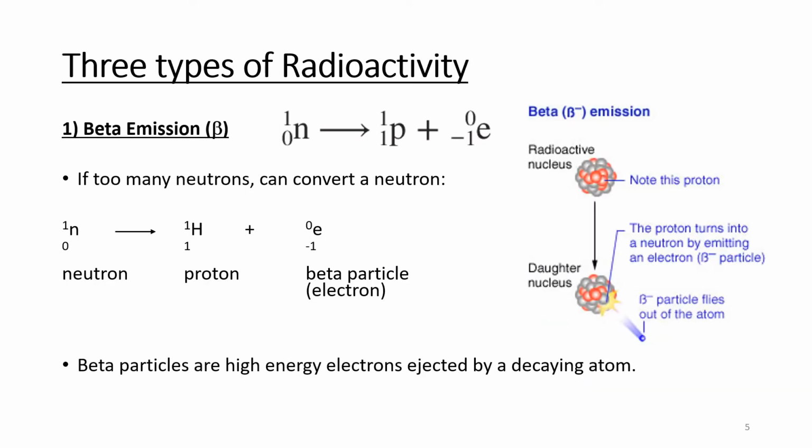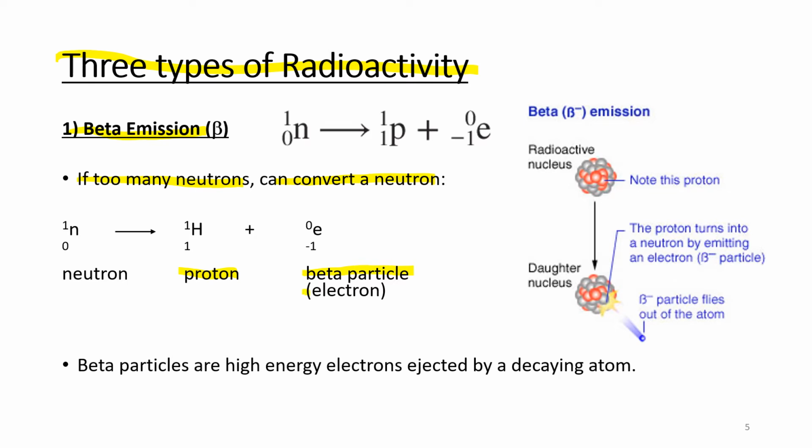There are 3 types of radioactivity that we'll be learning about. The first one is beta emission. Beta emission occurs when we have a radioactive isotope that has too many neutrons compared to the number of protons in its atom. And so what it can do is convert one of those extra neutrons into a proton and a beta particle.